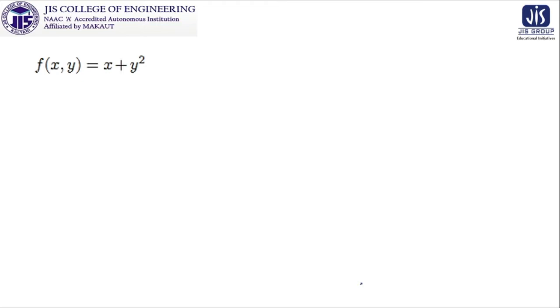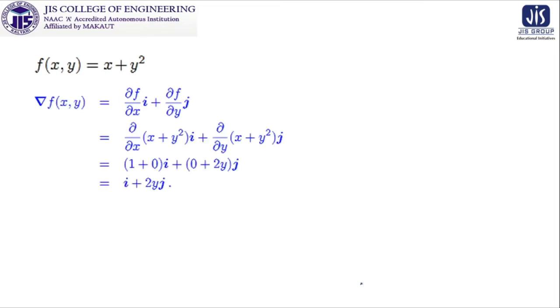And after that, if we associate it with i and j, we will get the gradient of f of x, y. So let us check it. So del of f of x, y is nothing but del f del x i plus del f del y j. Now look at this. We are differentiating f partially with respect to x. Similarly, differentiating f partially with respect to y.